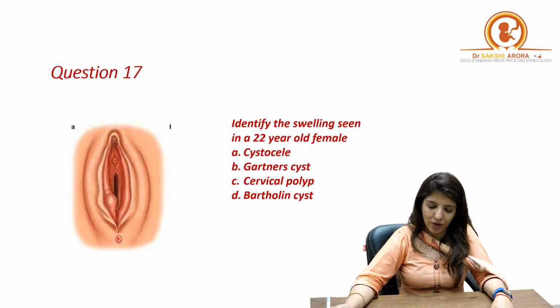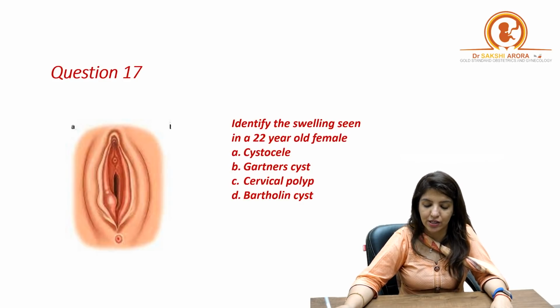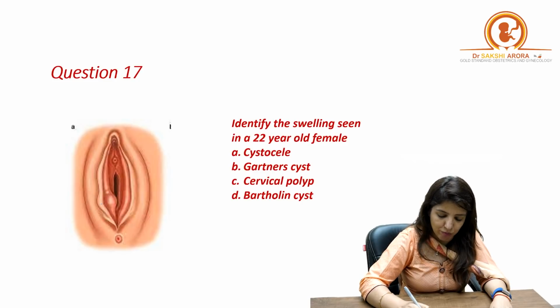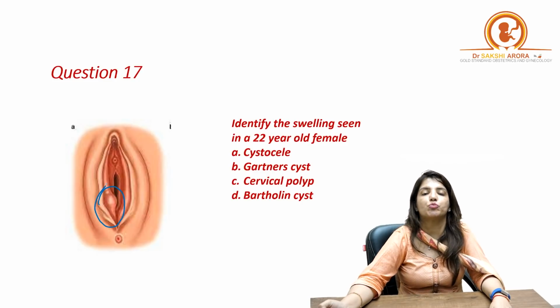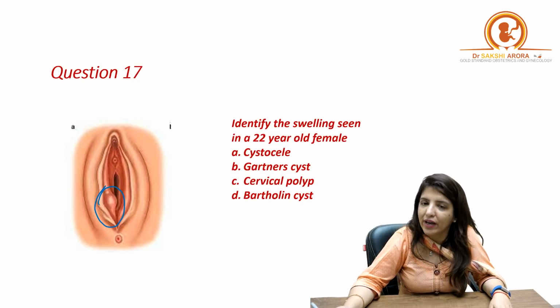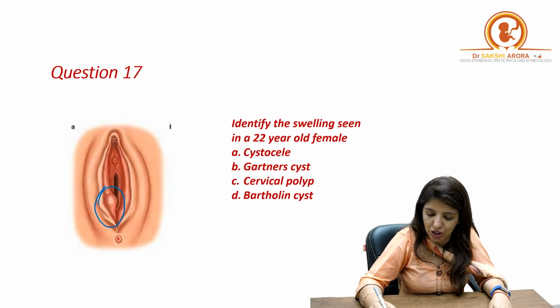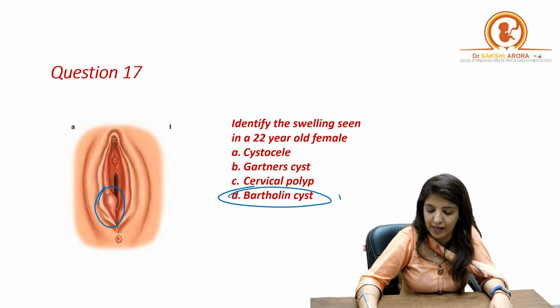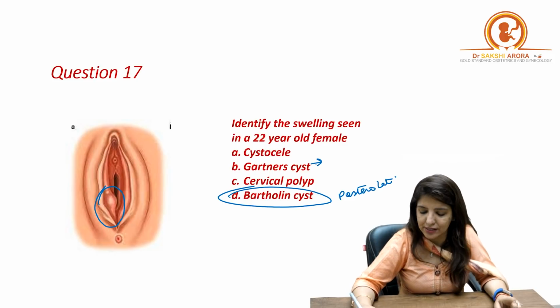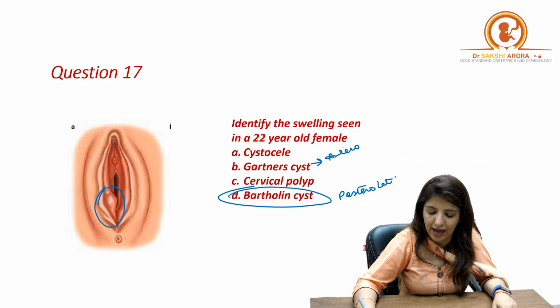Okay. Next question, identify the swelling seen in a 22-year-old female. Now over here it's a very easy question because you are seeing that the swelling is present in the posterior lateral wall of vagina. Whenever you see a swelling in the posterior lateral wall of vagina, it has to be a Bartholin cyst. Please remember that a Gartner's cyst is present in the anterolateral wall of vagina.